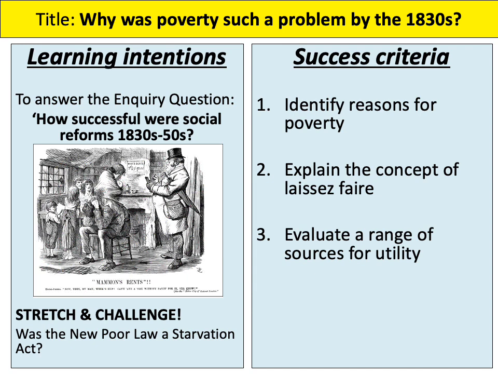So our inquiry overall is looking at the success of a range of social reforms across 2 decades really, the 30s and 40s, although we do slip into the early 50s with this. And our success criteria, by the end of this lesson, this slideshow, you should be able to identify a range of reasons for poverty. You should be able to explain the concept of laissez faire, and you should have evaluated a range of sources. So we're actually going to look at 4 sources, and you're going to evaluate 3 of those. So that's what we're aiming for.